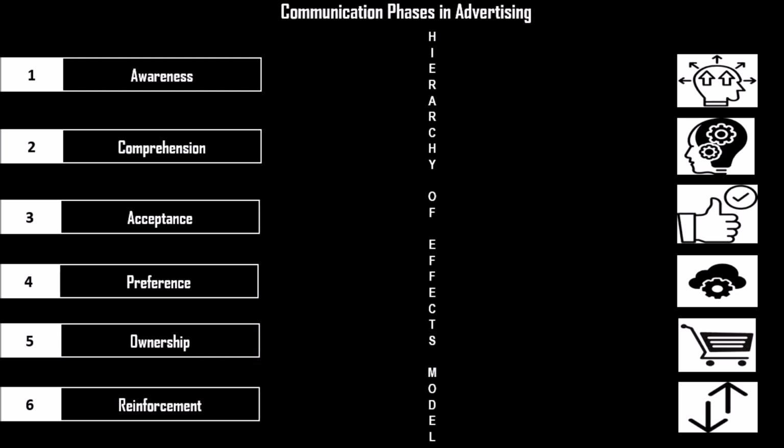Reinforcement. At this stage of advertising campaign, advertiser will show all the ad messages to the targeted audience via different media so that the audience members who are at awareness stage can move up to comprehension stage, and who are at comprehension stage can move up to acceptance stage, and so on.